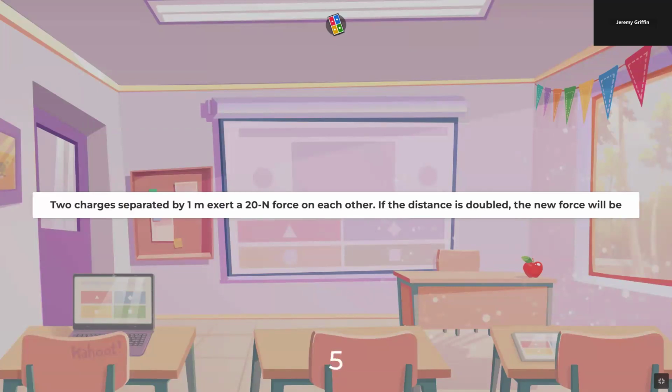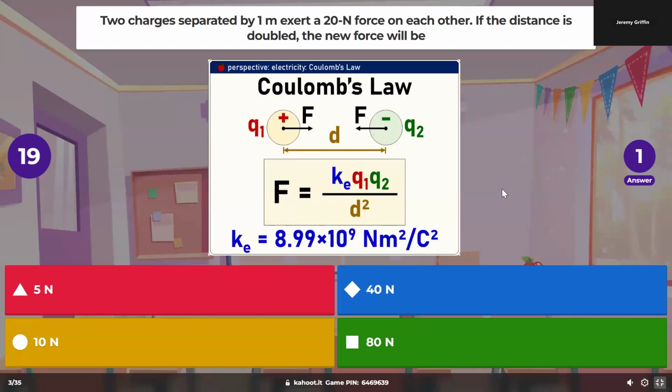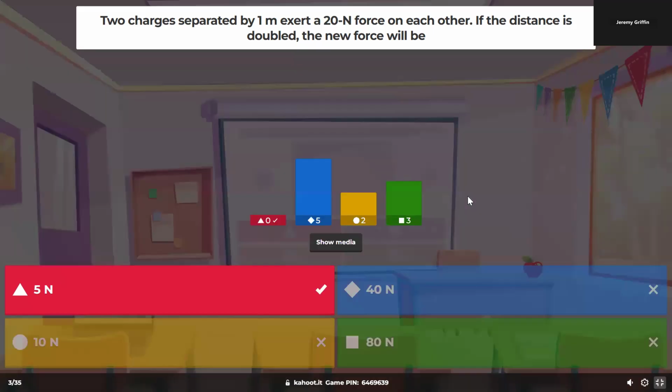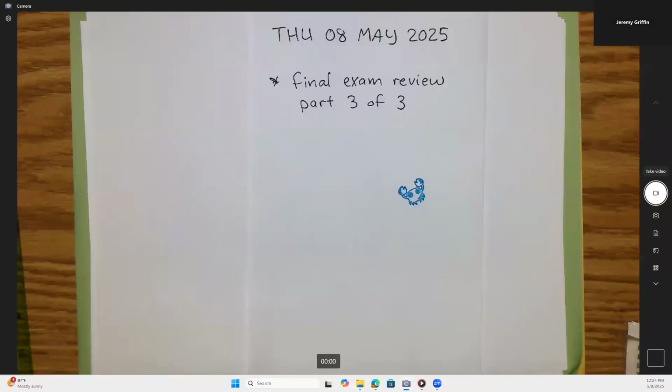Two charges separated by 1 meter exert a 20 Newton force on each other. So some kind of electrostatic force. If the distance is doubled, the new force will be... basically force is proportional to 1 over the distance squared. So if you double the distance, ooh, no winners, no winners. All right, so here, bring this over here. Give you guys an example.